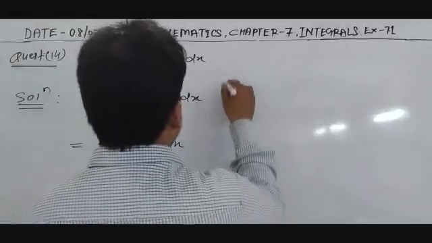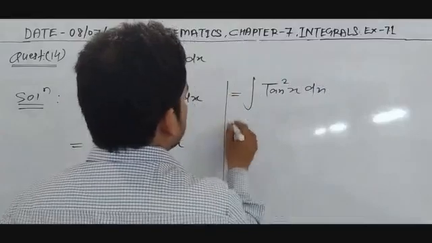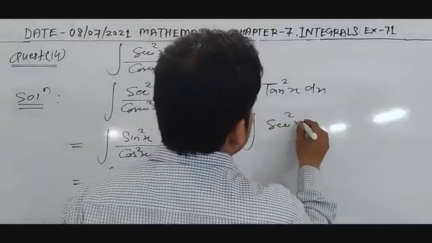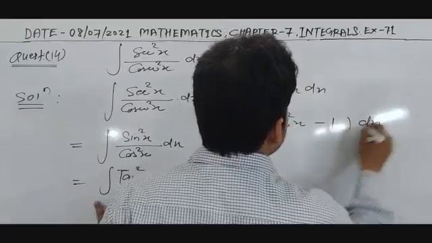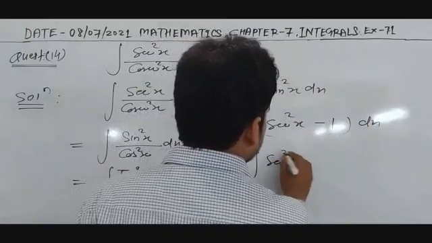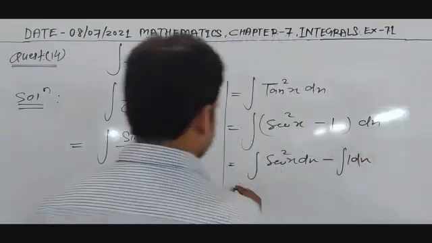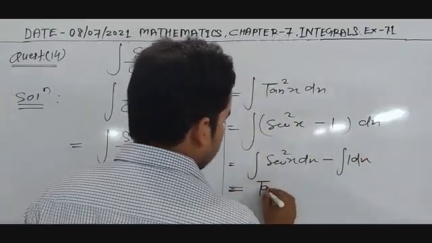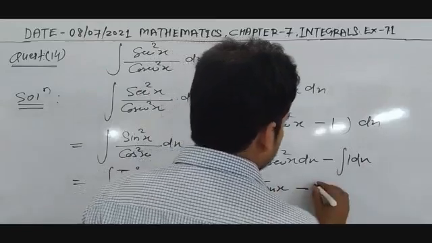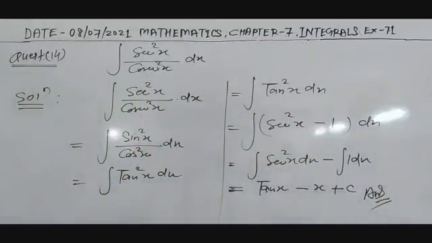Now tan square x integration, tan square x dx can be written as sec square x minus 1 dx. Split integral in two parts, sec square x dx minus 1 dx, and you know sec square x integration is tan x, minus 1 dx is x, and plus c. This is the answer. Question number 14 is completed. Now come to the next question.